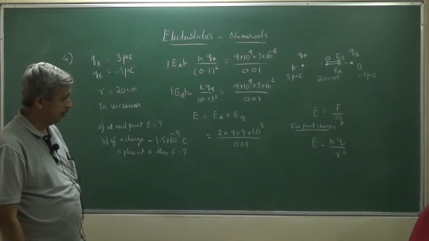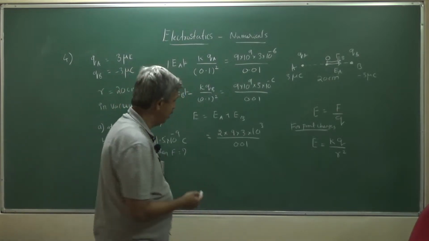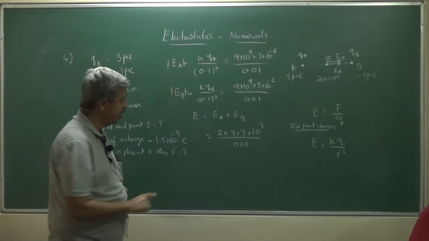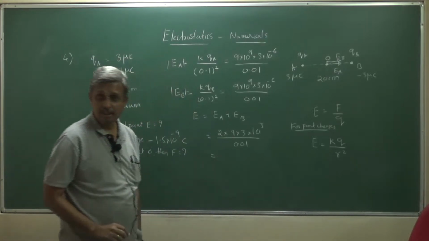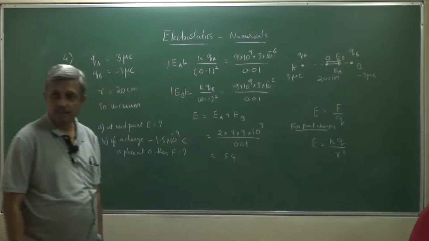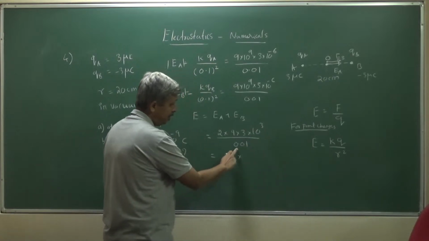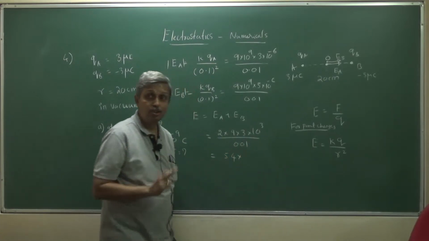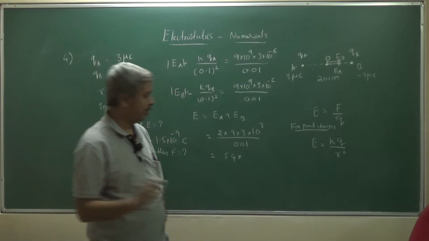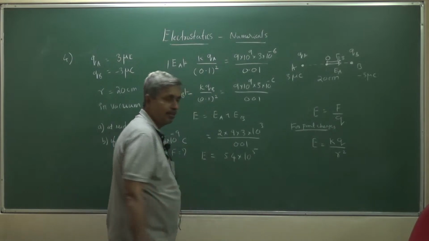Okay. So, you can actually calculate the value of this very easily because 9 twos are 18, 18 threes are how much? 54, okay. 54 into 10 power 3 divided by 10 power minus 2. So, 3 minus minus 2, 10 power 5. E is this much.